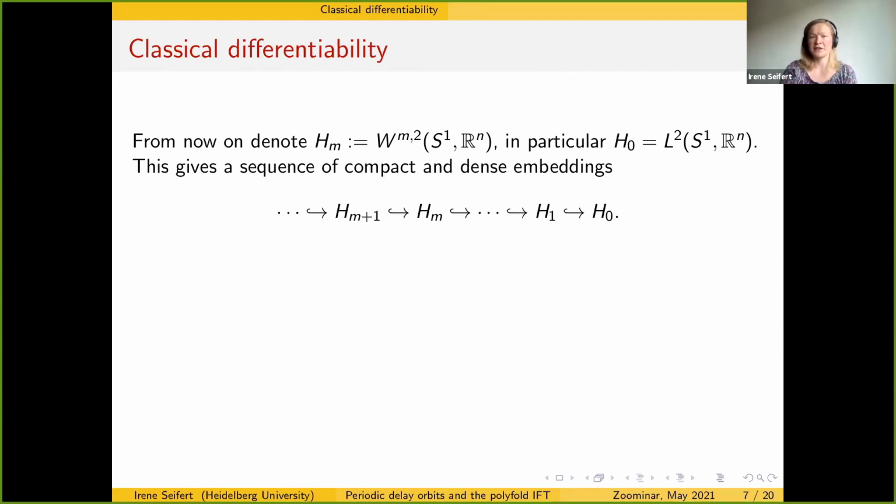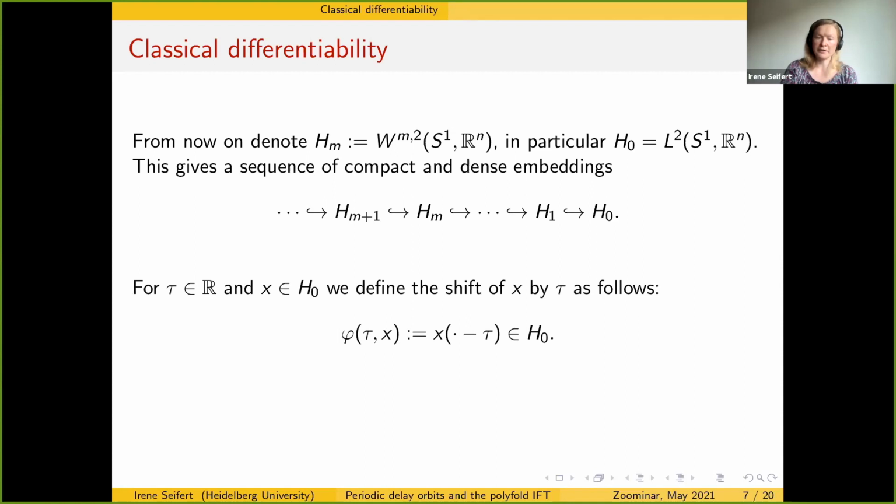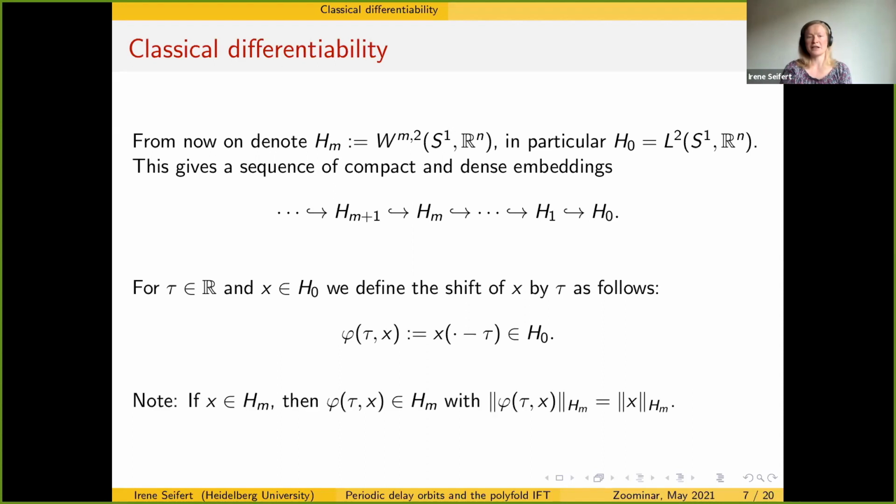This gives a sequence of compact and dense embeddings of these spaces into each other. And now for a given delay and a loop, we define the shift of x by tau, well, just to be what we want it to be. And from this, we directly see that if the loop we start with is of class H^m, then the shifted one has the same regularity, of course, and in particular also the same norm.